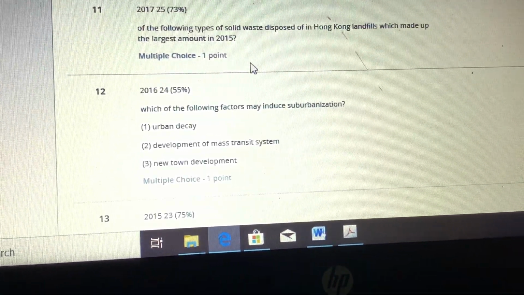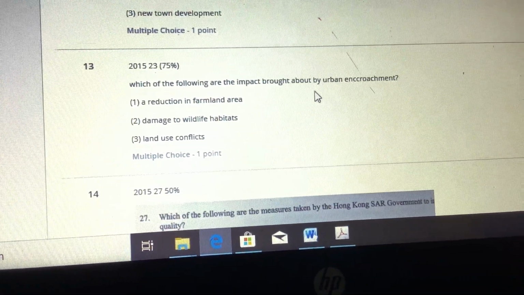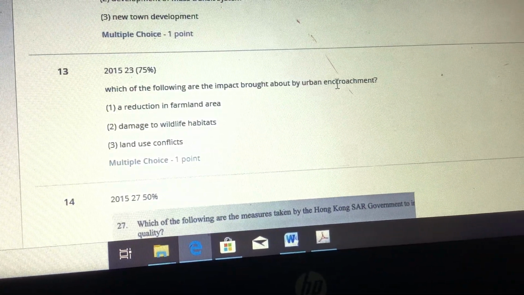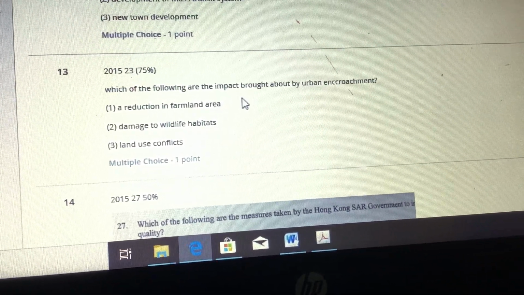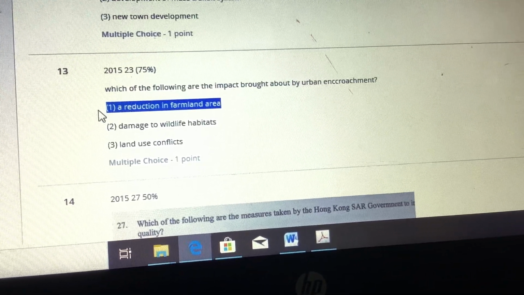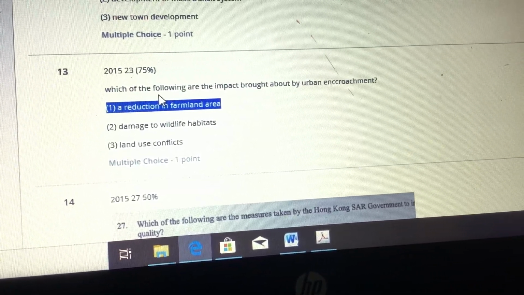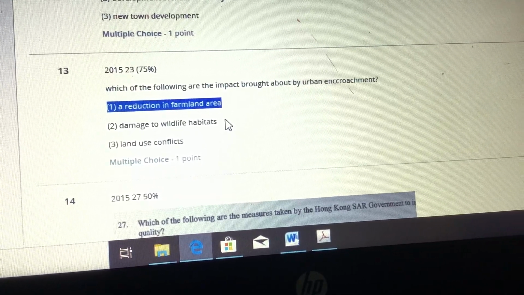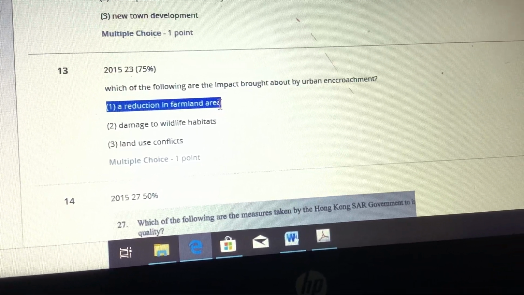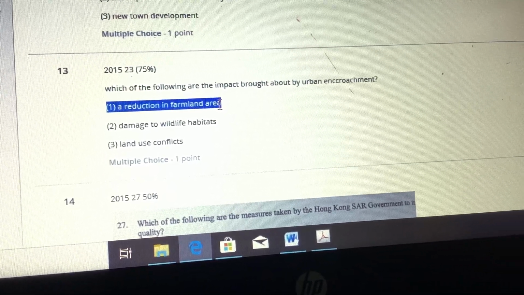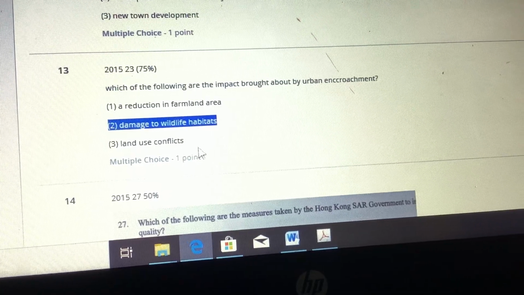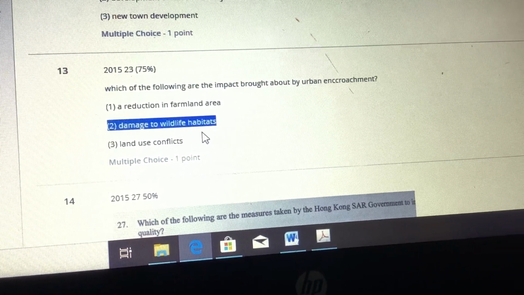Okay, next one up. Which of the following impacts may be brought by urban encroachment? Sorry for the spelling, I made a double C here. Okay, reduction in farmland, yes 嘅. You can find this in the Northeast New Territories, for example, Fanling North, where there are lots of farmland. But right now, urbanization takes place and takes away the land. Okay, damage to the wildlife habitat, just like Lam Sang Wai, and again, it is taking away the land.